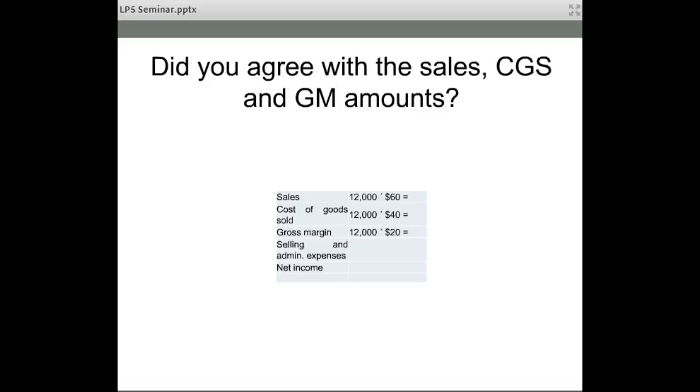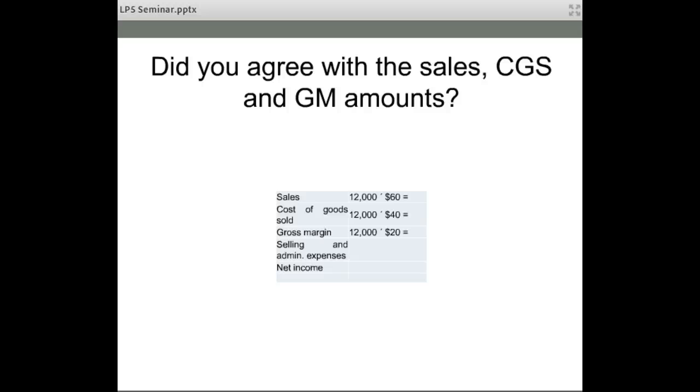The income statement begins with sales minus the cost of goods sold, and that subtotal is the gross margin, sometimes called the gross profit. The gross margin, less selling and administrative expenses, is the general model to determine net income. So I have put in the number of units, 12,000. 12,000 units were sold at $60. The same number, you have to match the number of units. 12,000 units were sold and the accounting cost is $40.